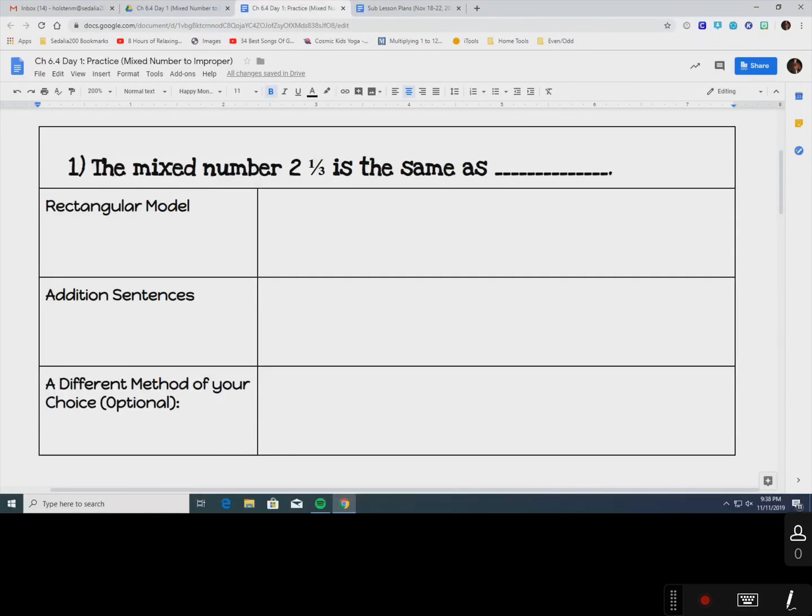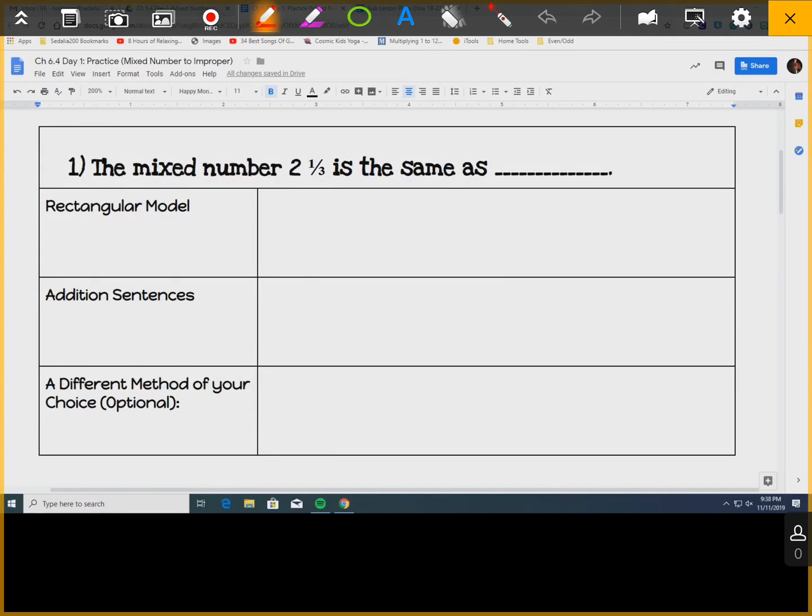Let's go ahead and go over our practice page about mixed numbers turning into improper fractions. As we go over this, feel free to correct or fix anything you may have missed. Let's take a look at number 1. The mixed number 2 1/3 is the same as blank.